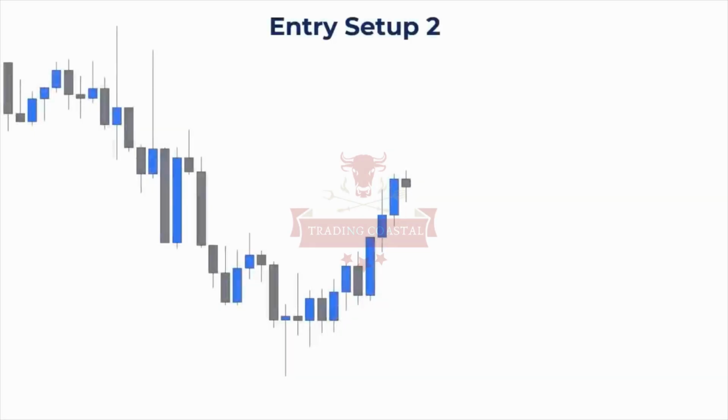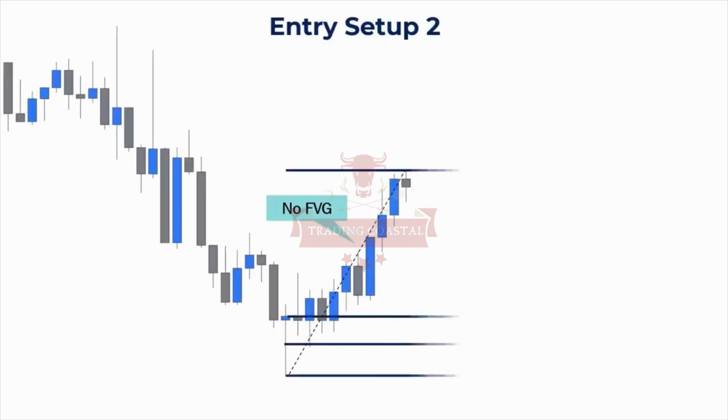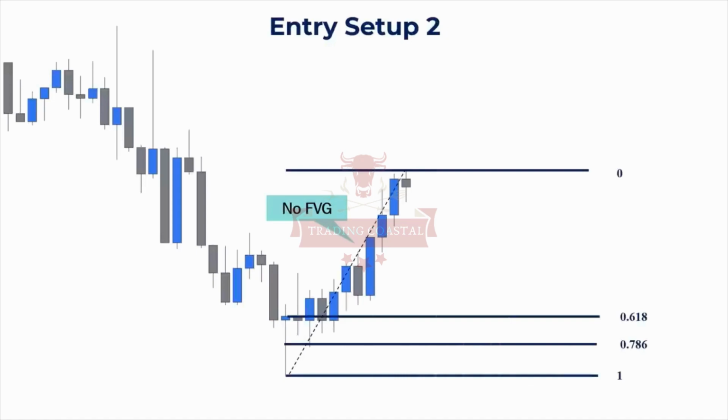The second trading setup occurs with no fair value gap and order block. In this case, we will put the Fibonacci retracement tool from the start to the end of the change of character move and place our buy limit precisely at the middle of the 618 and 786 levels. Our stop will be below the swing low and apply the same concepts for taking profits.